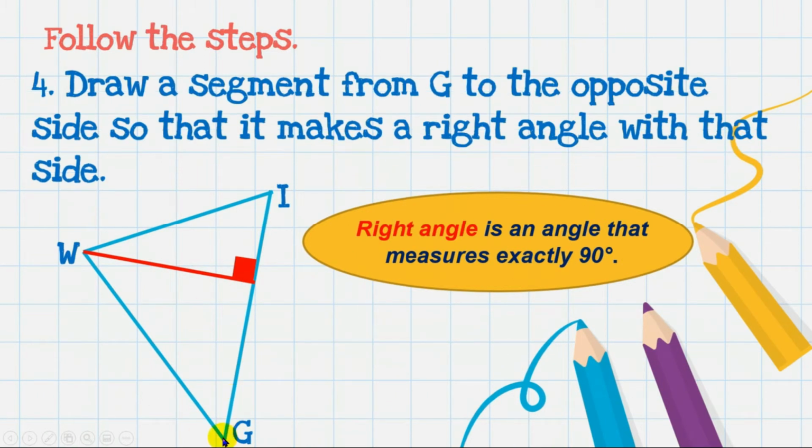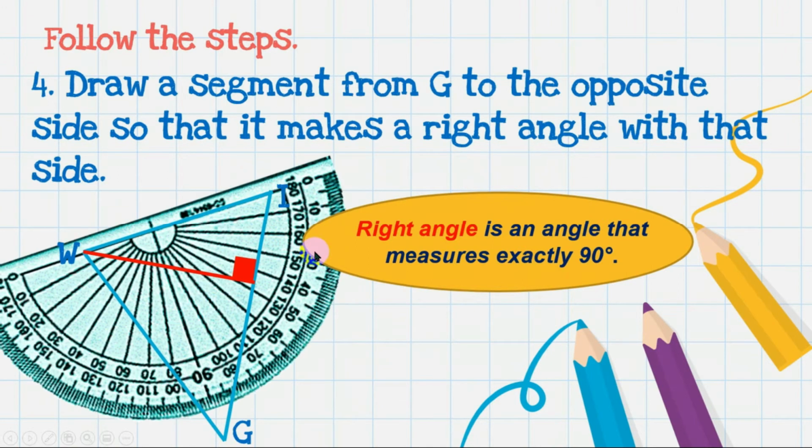From point G naman, from this vertex, up to the opposite side. Ganun po ulit. Kailangan perpendicular ulit. So, ang gagawin natin, kukunin ulit si protractor, ilalapat naman at itatapat ang 0 doon sa side WI. Then, yung 90 degrees, kailangan nandun at nakatapat din kay point G.